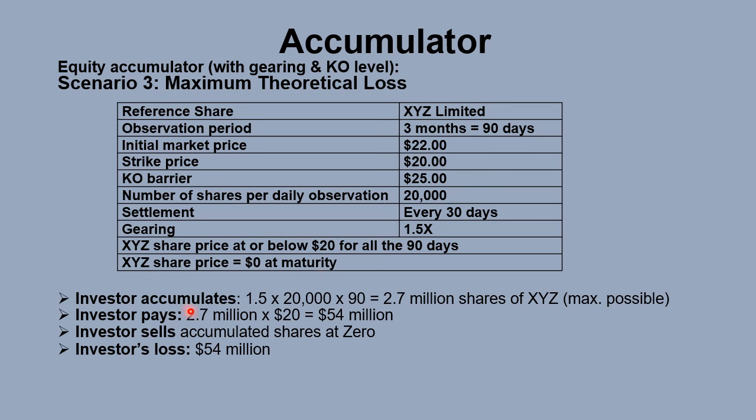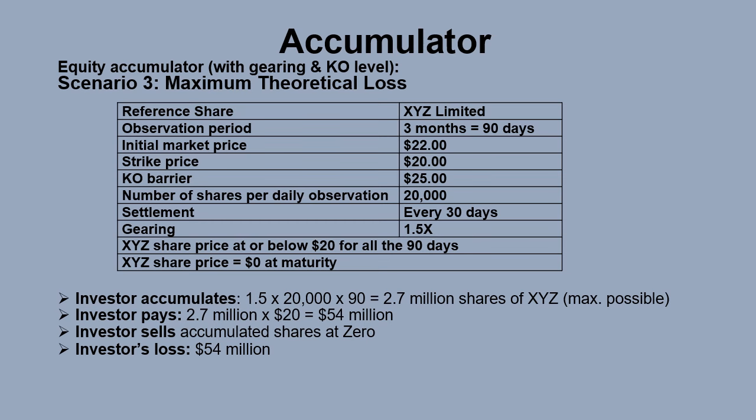The investor will accumulate 1.5 into 20,000, which is 30,000 shares every day for 90 days, which comes to 2.7 million shares of XYZ. Note that this is the maximum number of shares that the investor can accumulate in this accumulator. The investor must pay 2.7 million into $20, which is the strike price, which is equal to $54 million for his purchases. And the investor will lose the entire $54 million because the share price is 0 at maturity.